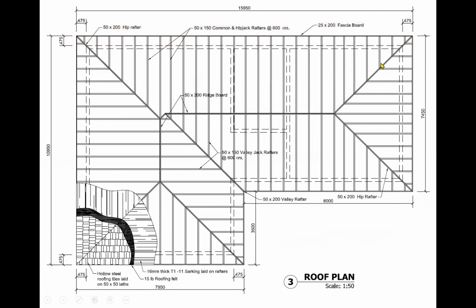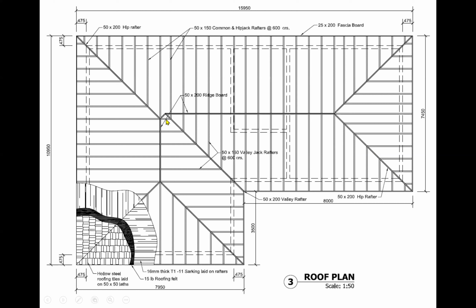Okay, basically the layout looks like this. Here we have hip end round here and hip end round here. We have hip rafters at the outside corners, and we have valley rafter on the inside corner. We have common rafters, hip jack rafters, and valley jack rafters.